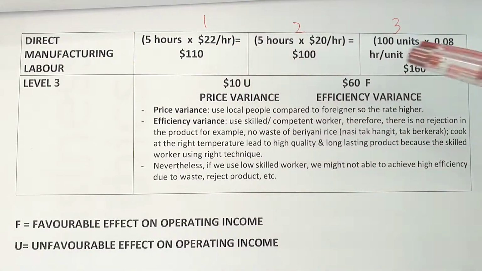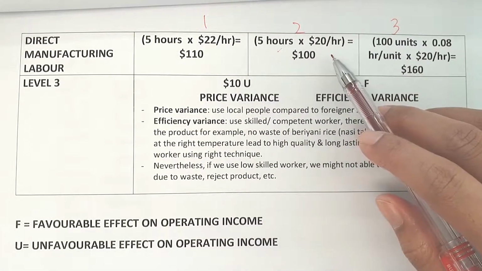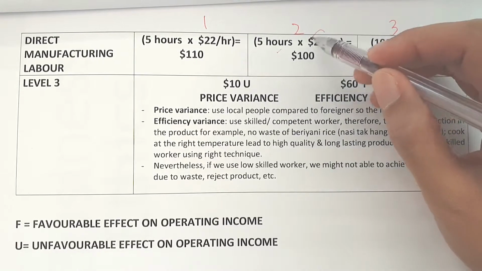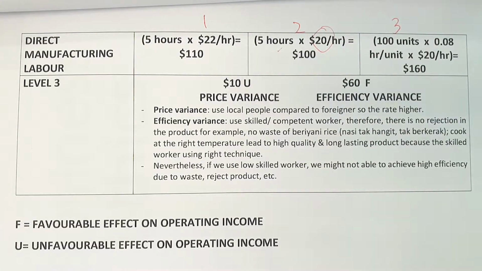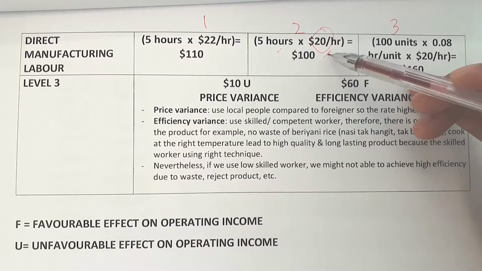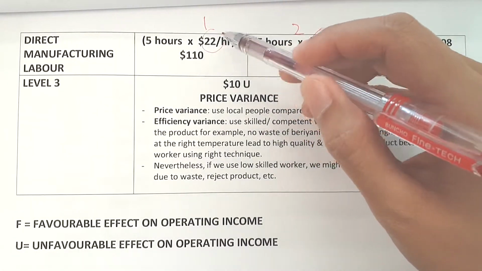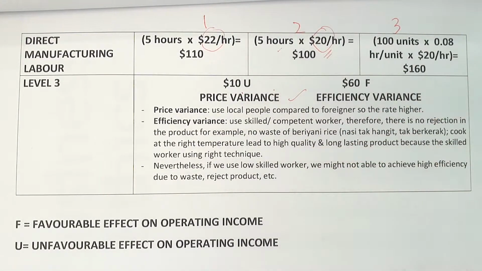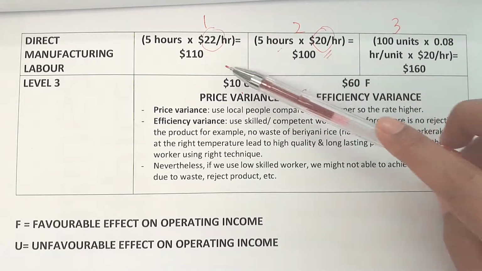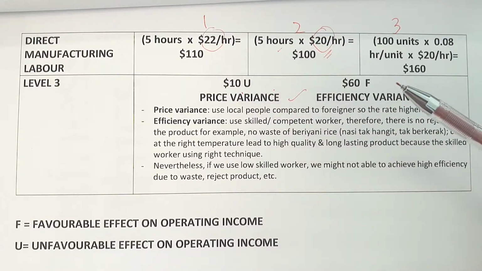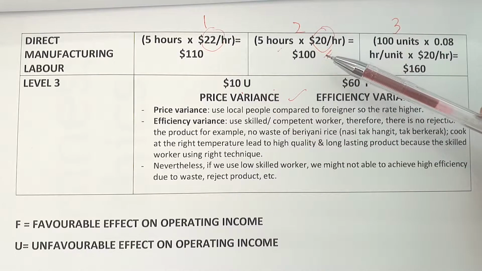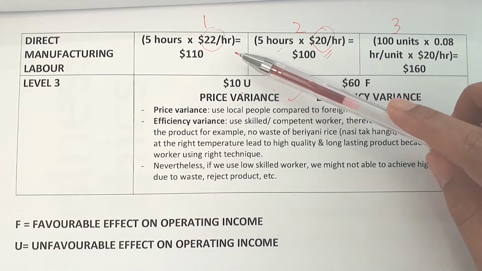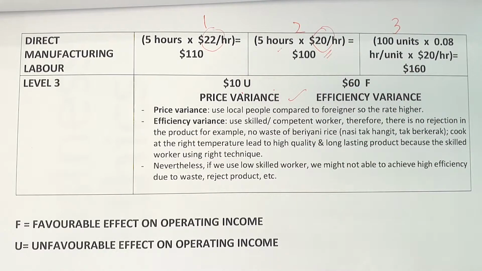This is the actual, and this is the actual hours times the budgeted rate of the labor, because we are talking about direct manufacturing labor now. The budgeted is 20, but the actual is 22, which means the price variance is unfavorable, in the sense that the budgeted is lower while the actual is higher. So we have to study why this price variance of 10 ringgit occurred.